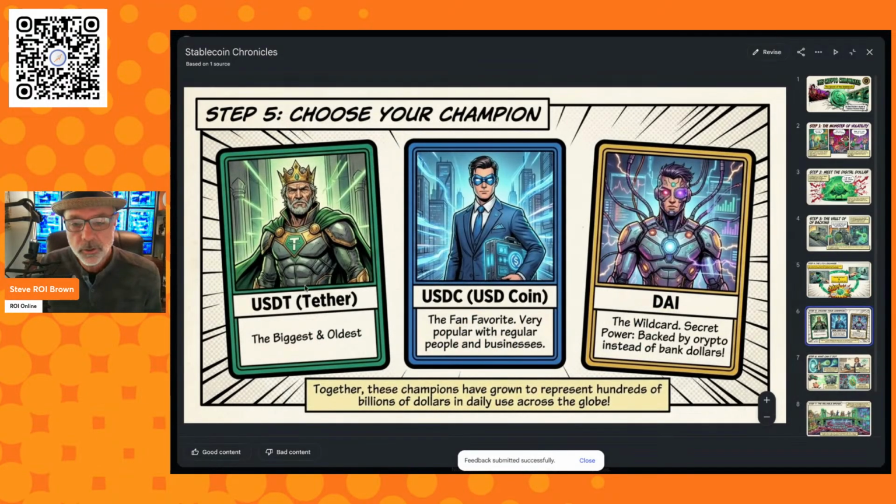These are several of the leaders. USDT, that's Tether. USDC, that's USD Coin. DAI, I've never heard of DAI, or maybe I have, but I wouldn't have ever said, oh, that's a stable coin. Together, these champions have grown to represent hundreds of billions of dollars in daily use across the globe. So we're illustrating this is already in process. Stable coins are active, billions of dollars are transacted daily. Did you know that? Daily, every day.